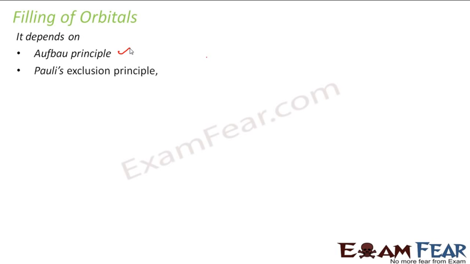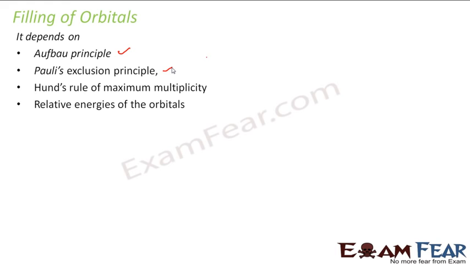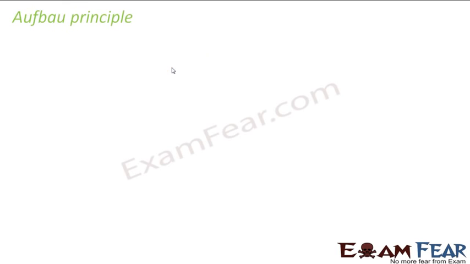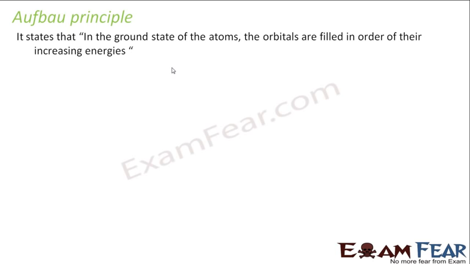Let's study the filling of orbitals. The filling of orbitals depends on the first principle, which is called the Aufbau principle. We'll discuss this. It also depends on Pauli's exclusion principle and Hund's rule of maximum multiplicity. Also, it depends on the relative energies of orbitals. So let's discuss the Aufbau principle first.